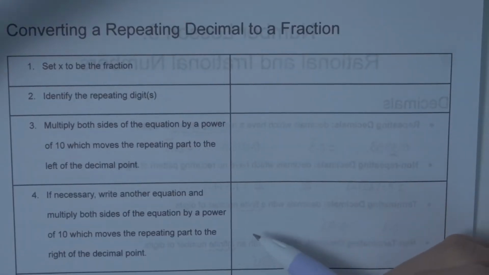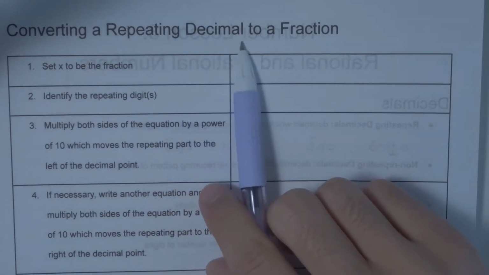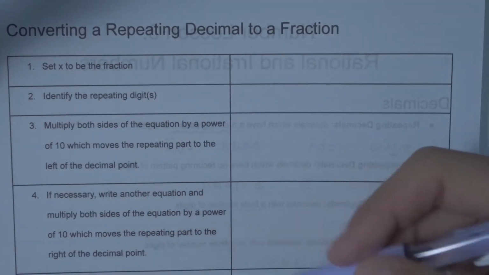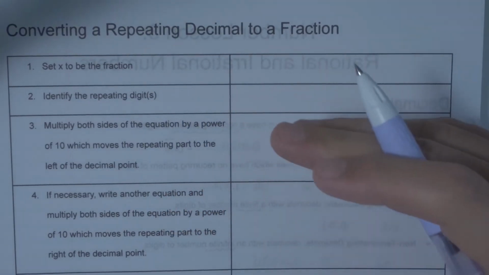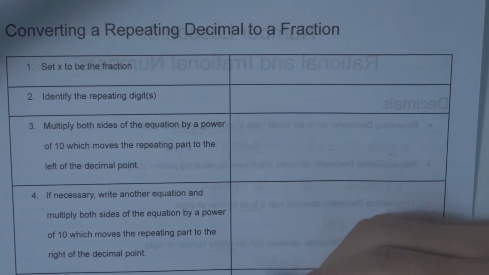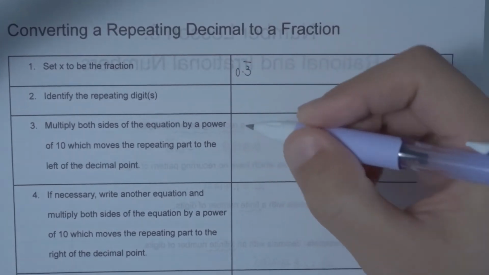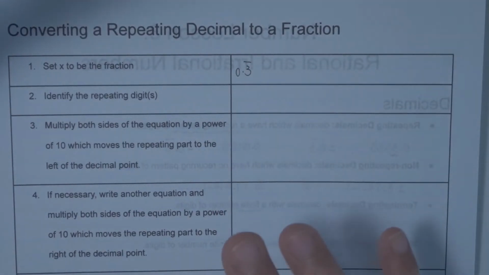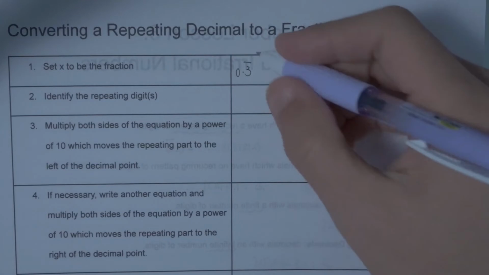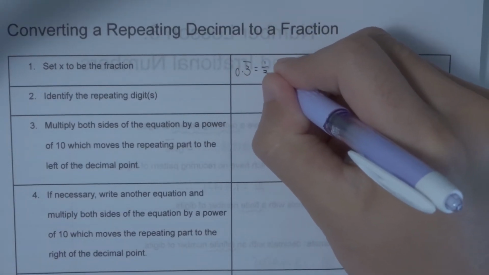Okay, so this part is converting repeating decimals to a fraction. Now I will use an example to explain this step by step. The first one we can use is 0.3 repeating. How do we change this one into a fraction? We know the answer is 1/3.